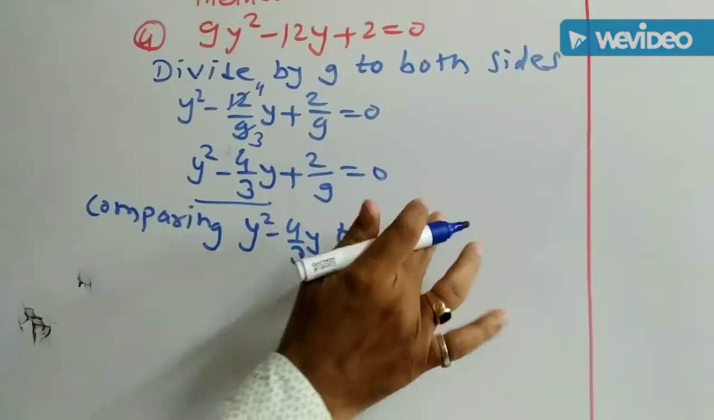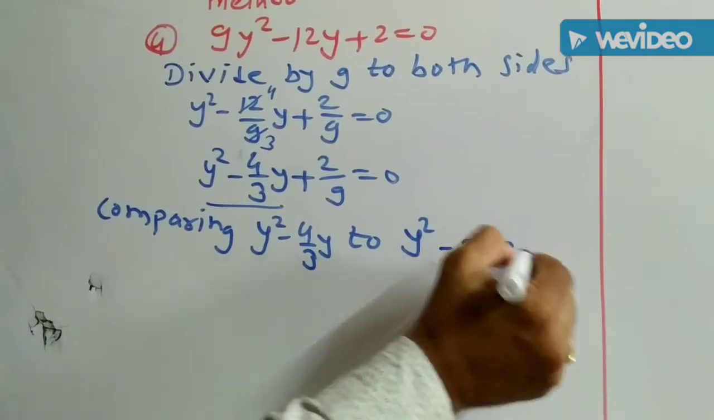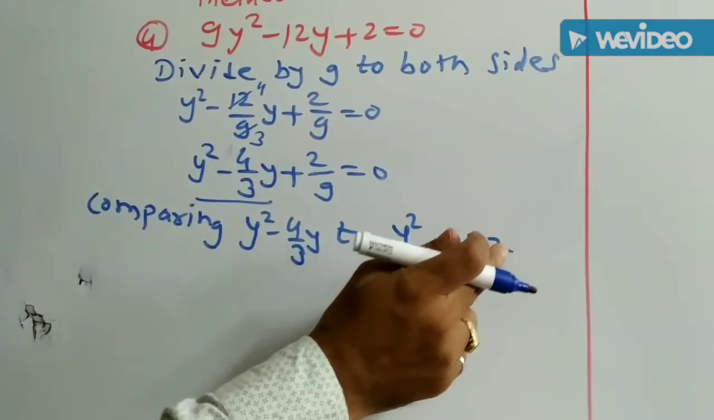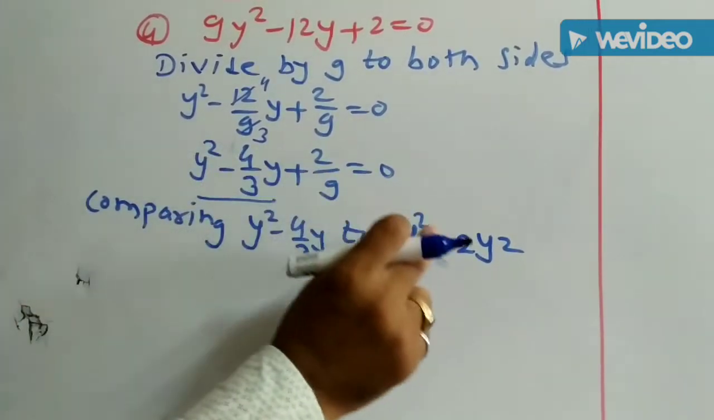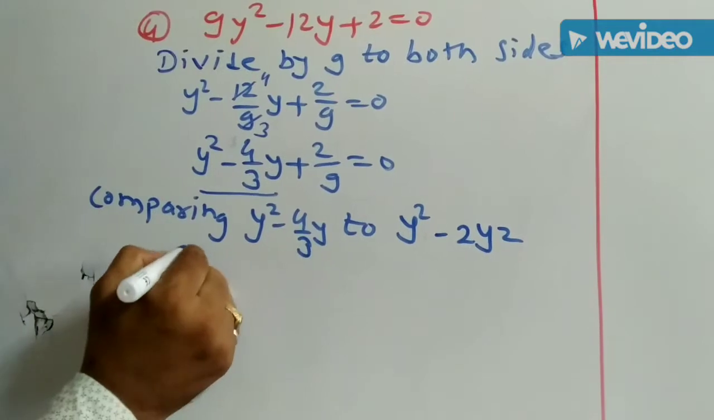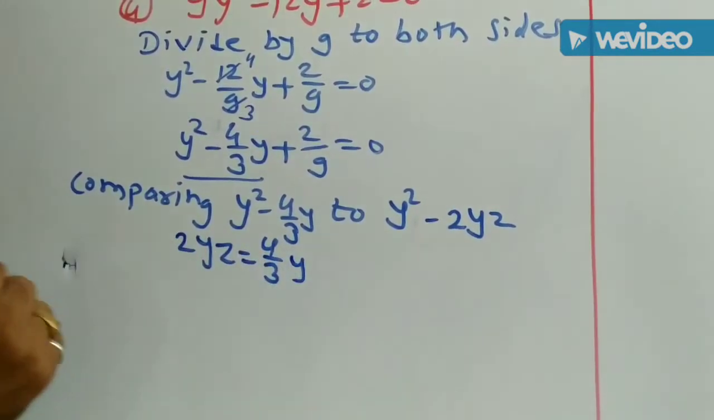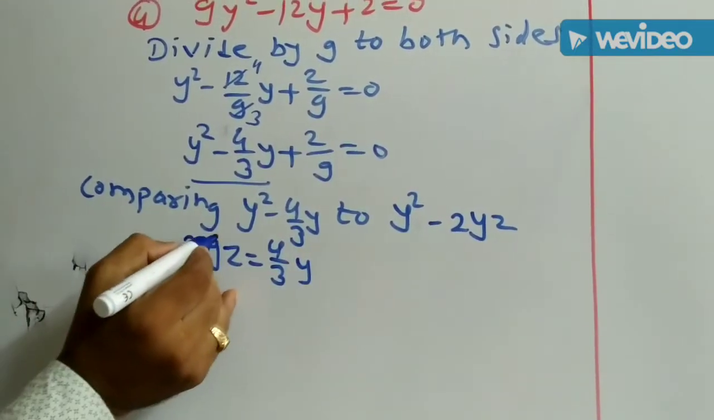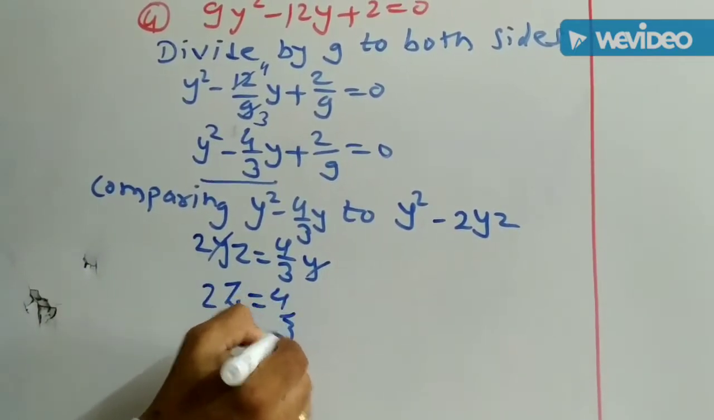Now y square minus 2yz. I take z because the next alphabet after y is z. Here minus is given, therefore I write minus. Now the second term of both the terms: 2yz is equal to 4 upon 3 y. Minus minus gets plus. Now y gets cancelled. 2z is equal to 4 upon 3.